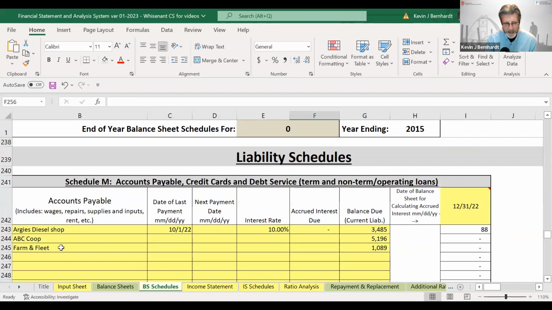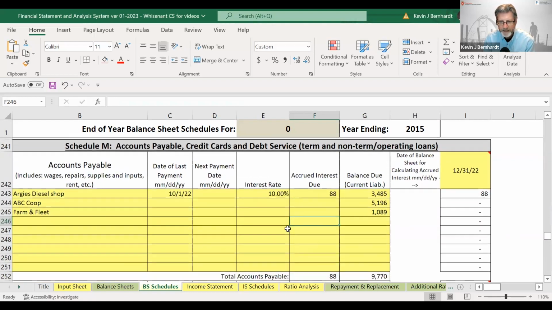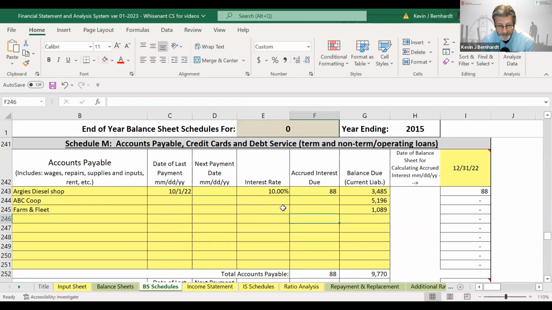In fact, when we go back up here to the accounts payable under Argy's Diesel Shop, if we had an interest rate of 10%, and the last time we made a payment was October 1st, so interest has been accruing at 10% on this balance since October 1st, and today's date is December 31st, then the amount of accrued interest is $88, and we'd put that $88 there under accrued interest. Now, if there is no interest rate, then obviously that accrued interest is going to be zero.